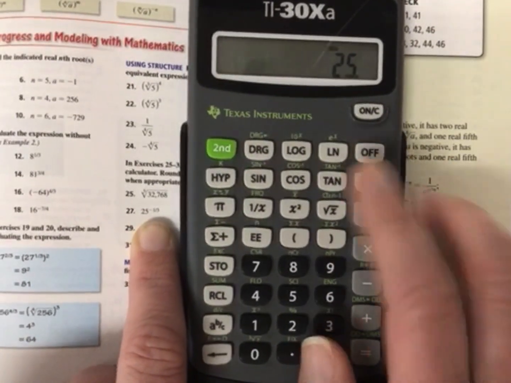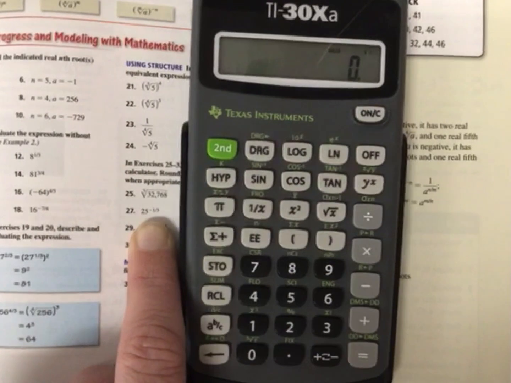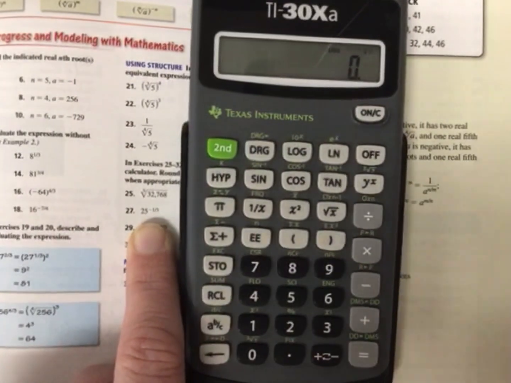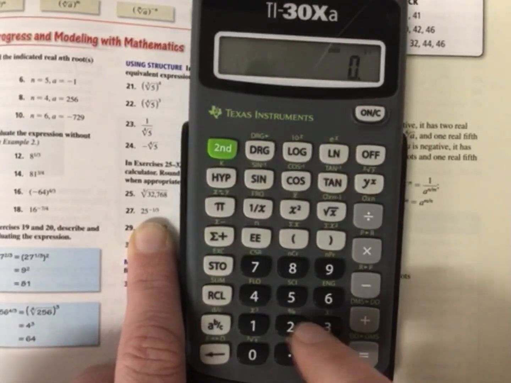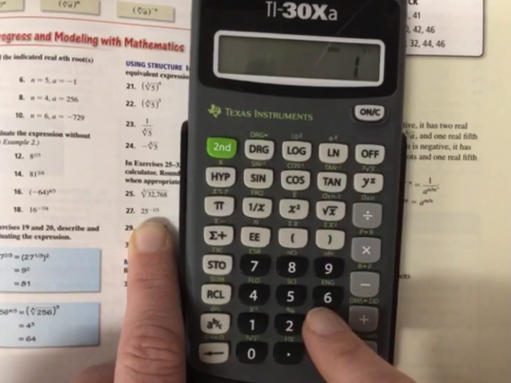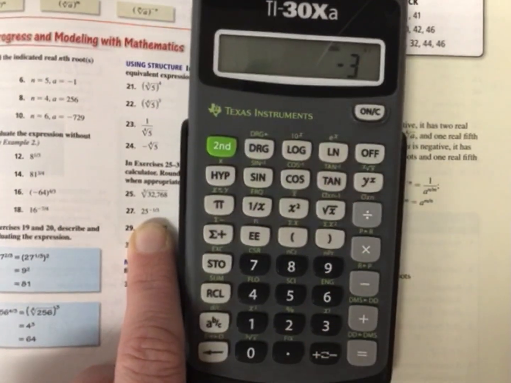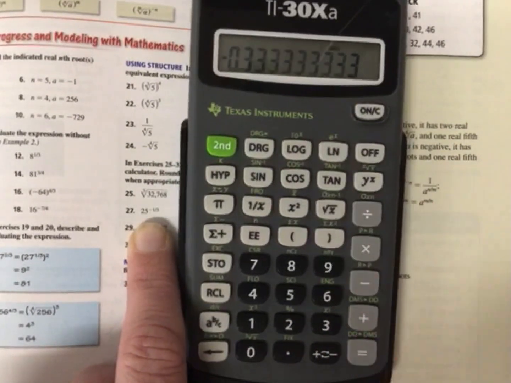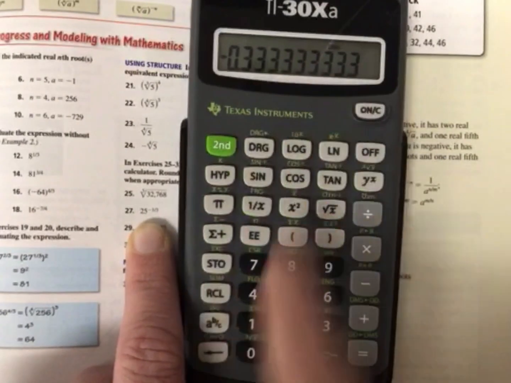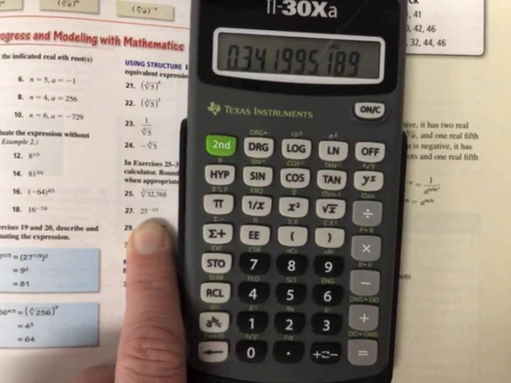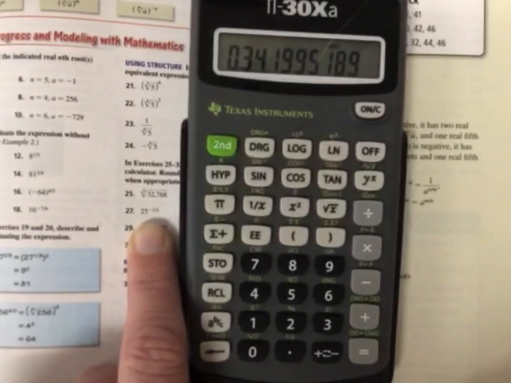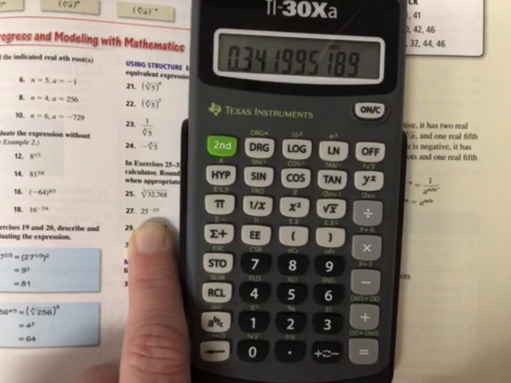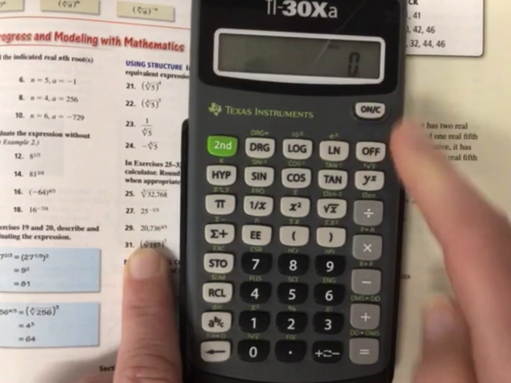Okay. Now for 25 to the negative 1/3, 25, y to the x is my power button. So I hit that and I open the parentheses and it says 0. Now I do what I want. I have to do 1 divided by 3 and then hit a negative. I can't put the negative in first on these calculators. And then close the parentheses. So that's negative 1/3 as a decimal. And then enter. 0.34.